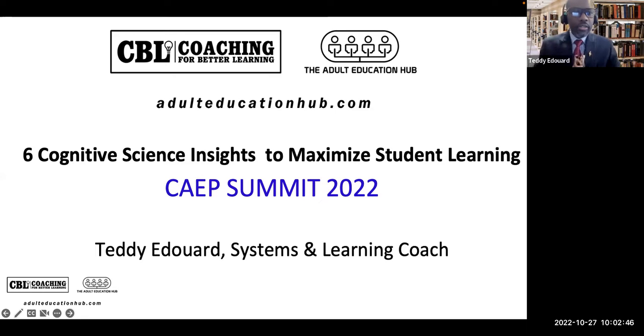So here's the thing. I normally speak about 5 cognitive science insights, but since you took the time to participate and join the summit, I want to offer you one more. So I'm going to make it 6 for you instead of 5. Let me tell you a quick story. My background is in adult education like you. I have had experiences as an instructor, administrator, and also an instructional specialist. There's a story I hear over and over again.